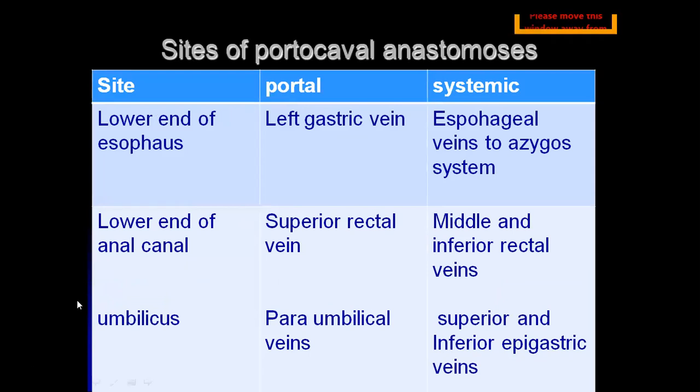Now let us see it in the form of a table. At the lower end of the esophagus, the portal vein tributary is the left gastric vein, and the systemic, that means inferior vena caval, tributary is the esophageal veins, which drain into the azygous system of veins. At the lower end of the anal canal, B, the superior rectal vein is the portal tributary, while the middle and inferior rectal veins are tributaries of the inferior vena cava. So they form an anastomotic network at the lower end of the anal canal. Around the umbilicus, the portal tributary is the paraumbilical vein, and the tributaries of the inferior vena cava are the superior and inferior epigastric veins. They form a network.